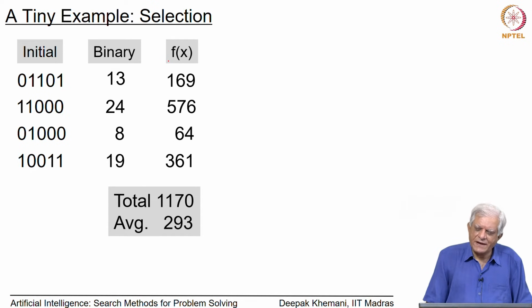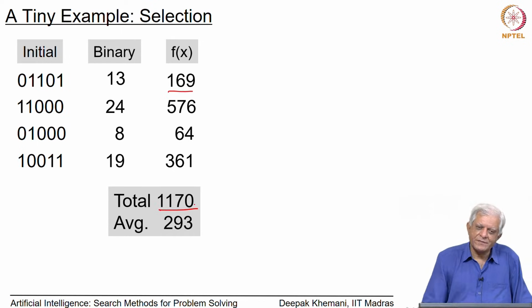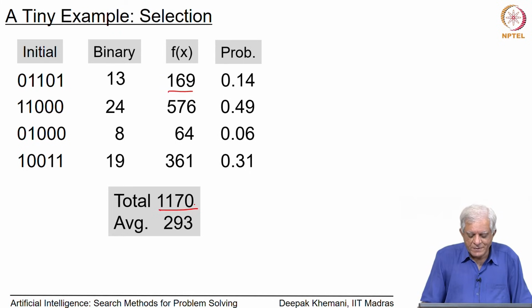Now, let us hand simulate the process of the genetic algorithm. Remember, the first step is selection, and selection is done in proportion to the fitness of the candidate. So, we have 4 candidates and we have fitness values for them. If we take the fitness value of each, for example 169, and divide by the total fitness, we will get the probability of that candidate being reproduced essentially.